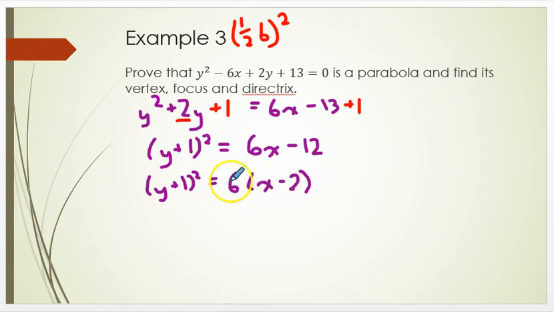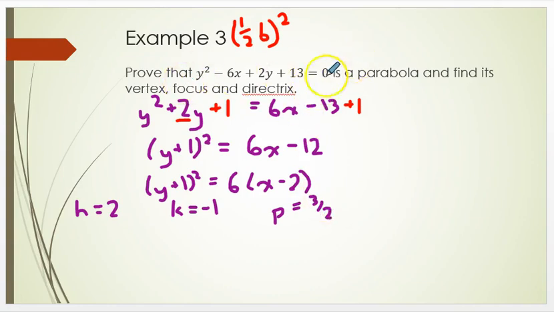So now if you compare this to our standard form of a parabola, we can see that we have our h value, our k value, and our p value. So I'll go ahead and label those. h is equal to 2, k is equal to -1, and 4p is equal to 6. So if you take the fraction 6 and divide it by 4, and then reduce, 6 over 4 reduces to 3 over 2. So now we have our three values.